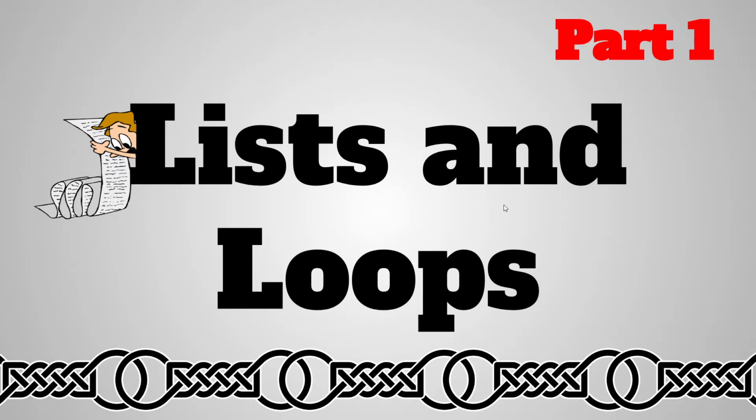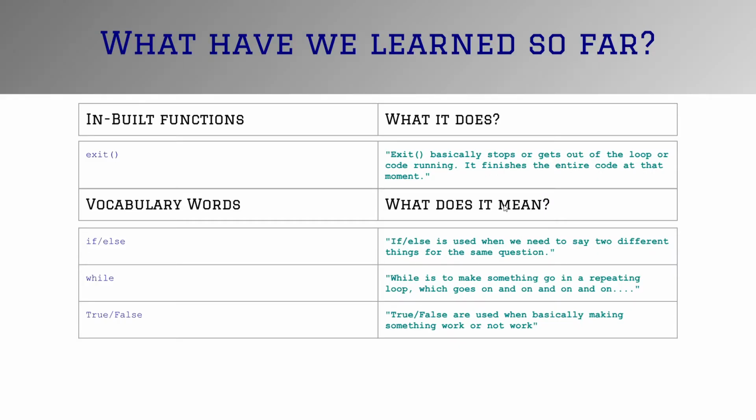Lists and loops. What have we learned so far in Python?